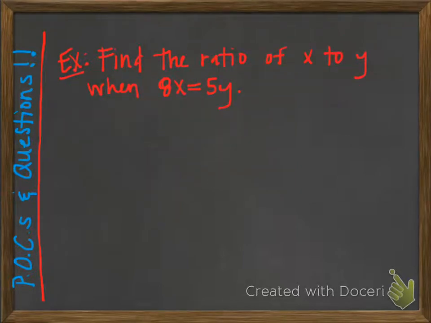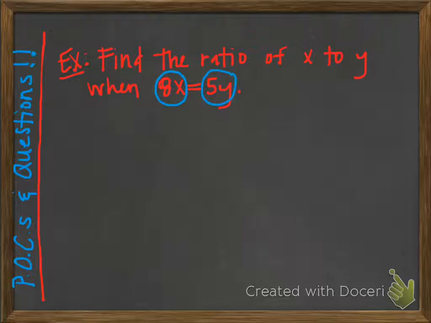So now we're going to look at an example from a different perspective. It says find the ratio of x to y when 8x equals 5y. So what they're giving us is they're starting by telling us our cross products. 8 and x need to be on the same diagonal. 5 and y need to be on the same diagonal. Where we put them, that's up to us.